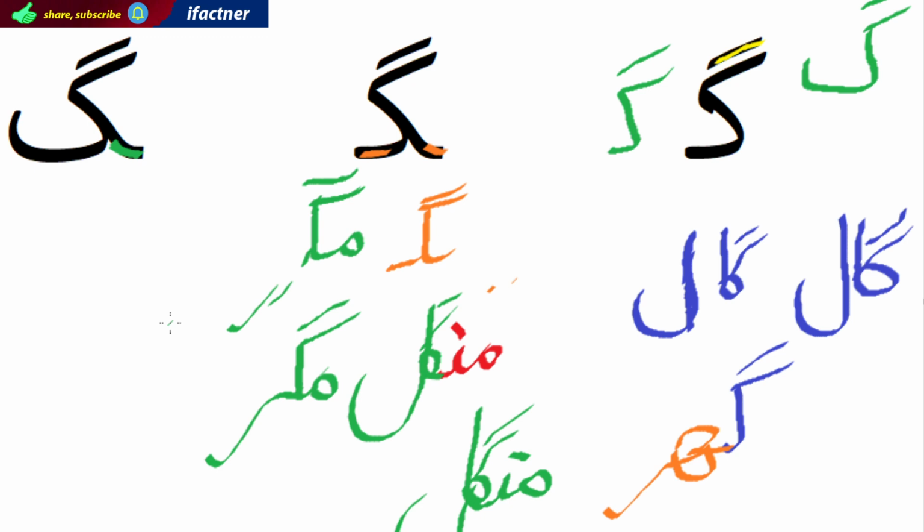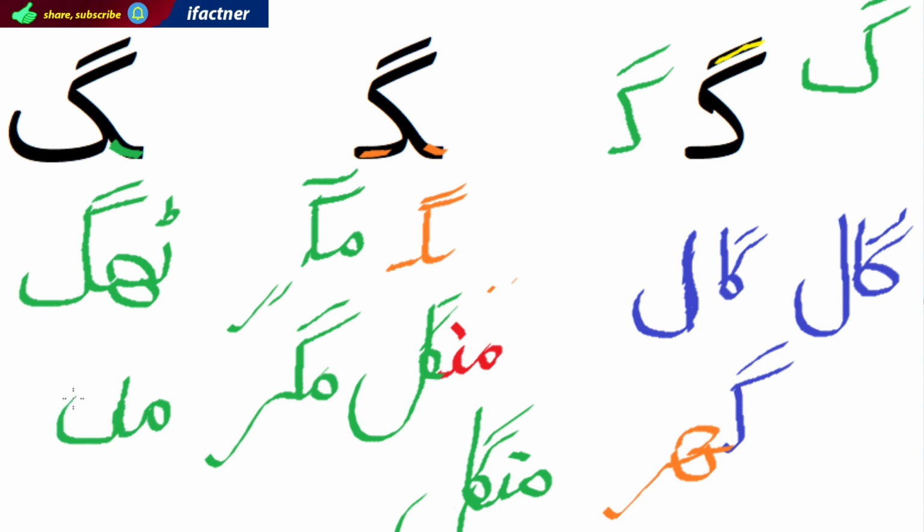There's a word called thug. Thug means a fraudster or a thief. And let's see how we write thug. Te, he, and gaf. Thug. Mug. Meme, he, gaf. Mug. Mug is a bird.